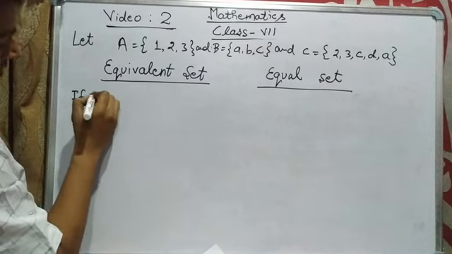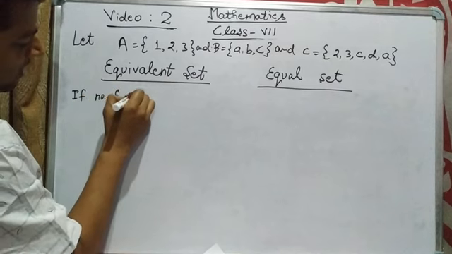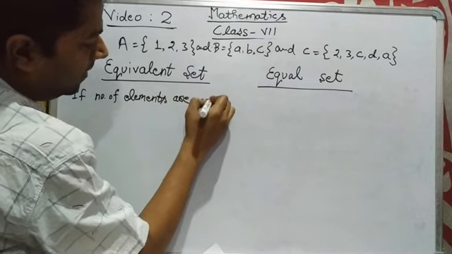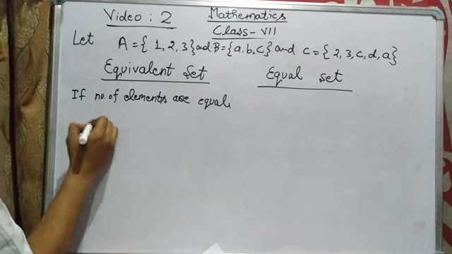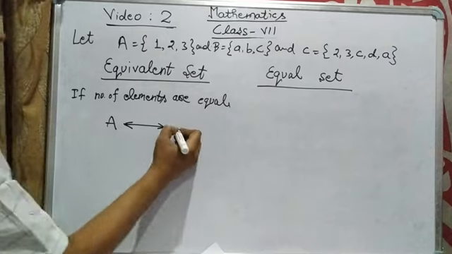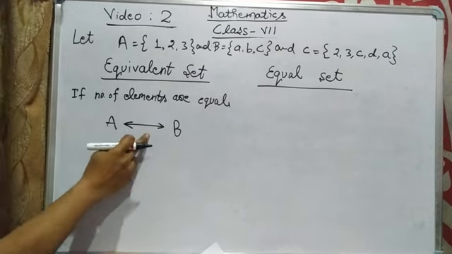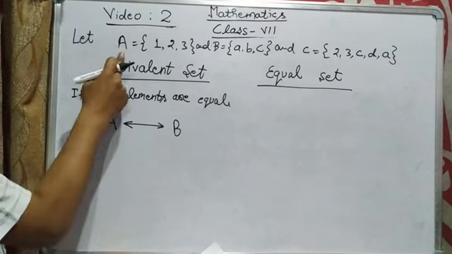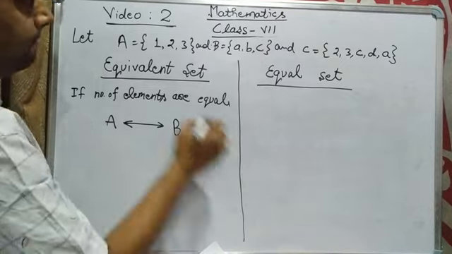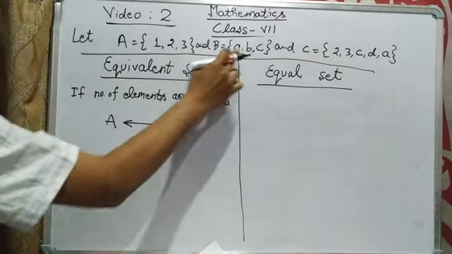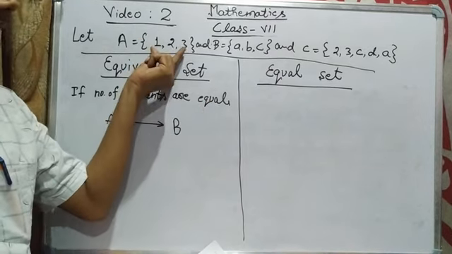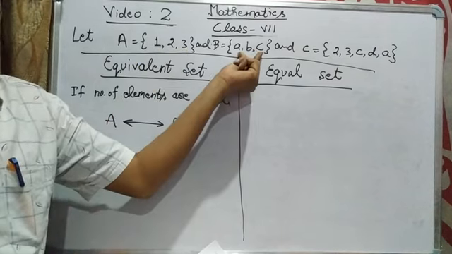If the number of elements are equal, A is equivalent to B. This is the equivalent sign. Set A is equivalent to B because the number of elements are equal. 1, 2, 3: total elements 3. Here A, B, C: total elements 3.